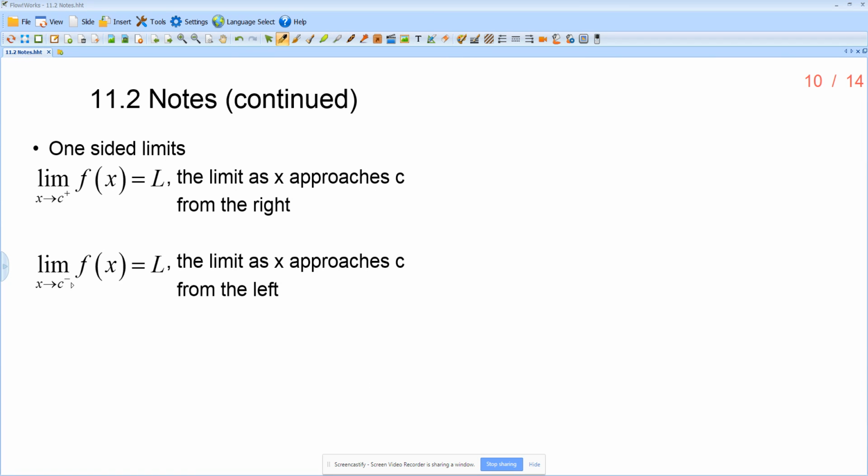If I put a little negative up there, I'm not raising it to the negative power. It doesn't mean inverse or reciprocal or anything like that. All that is telling me is I am moving from the left side of this graph, going towards whatever x value or c value that I am looking at.